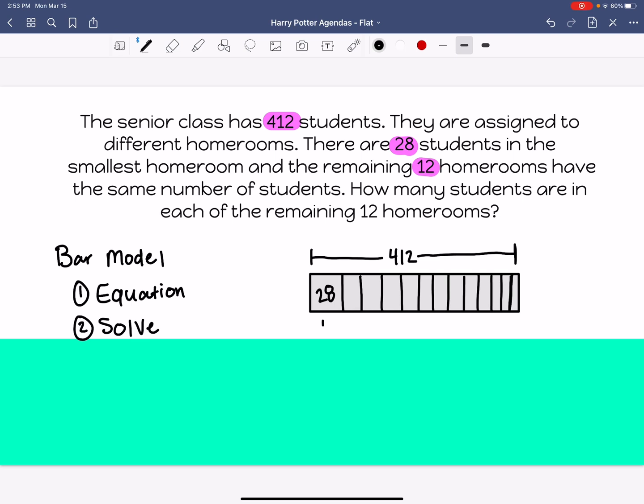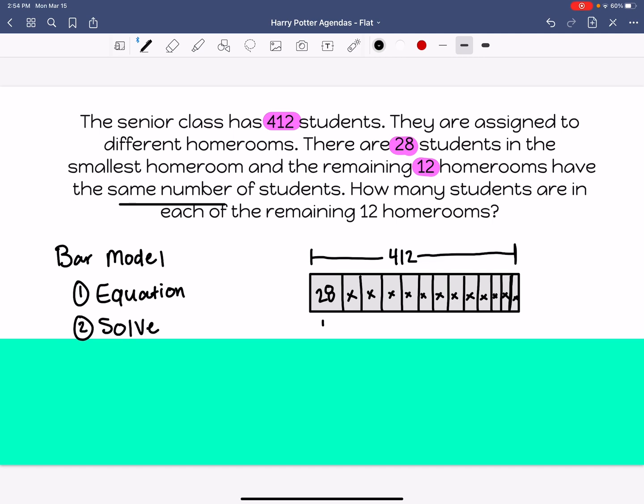And we don't know how many students are in each of those homerooms, but we know it's the same number. So I'm going to use a variable to represent that number. I'm just going to use x. You could use a different variable if you wanted. It wouldn't make a difference. So that's how we draw our bar model.